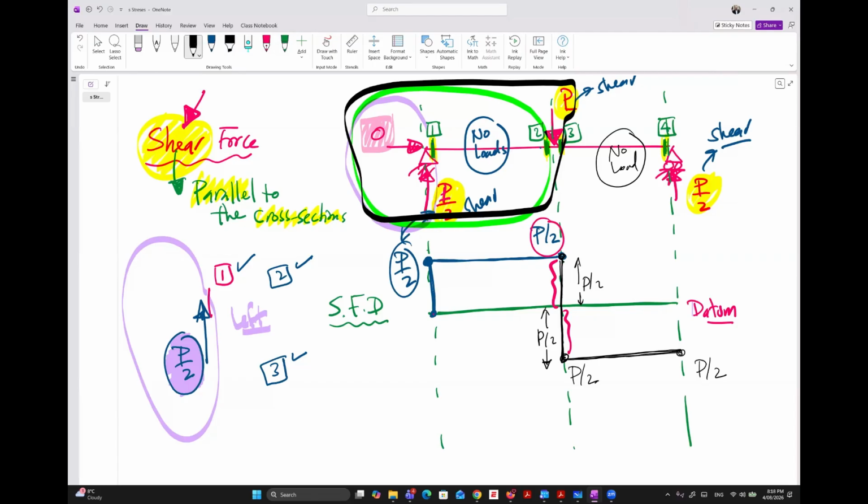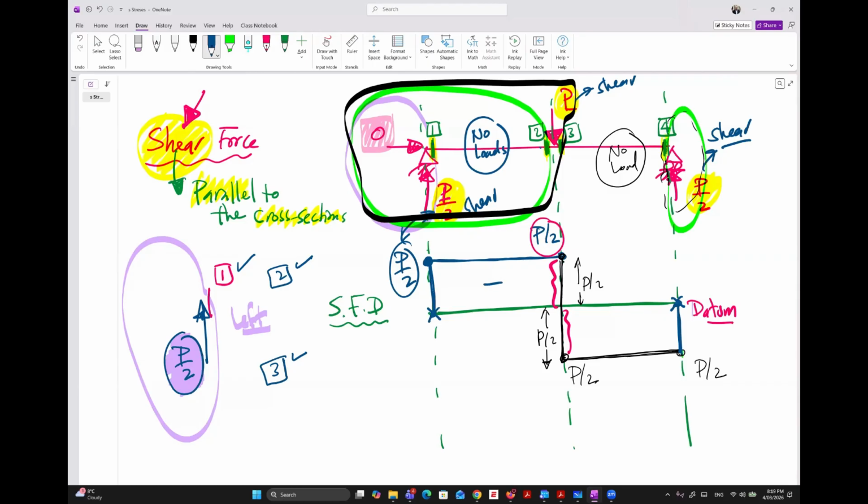And then after section number 4, if we continue from the right hand side, how many forces from the right hand side? One force. So from b over 2 we go up until we reach what? 0. So the idea is you start at 0, end at 0. Okay?